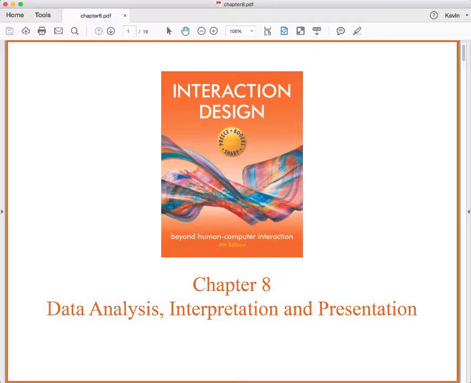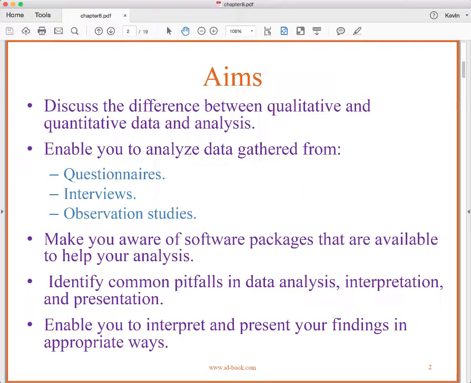Chapter 8 is entitled Data Analysis, Interpretation, and Presentation. Our goal here in the chapter is to discuss the differences between qualitative and quantitative data and analysis.